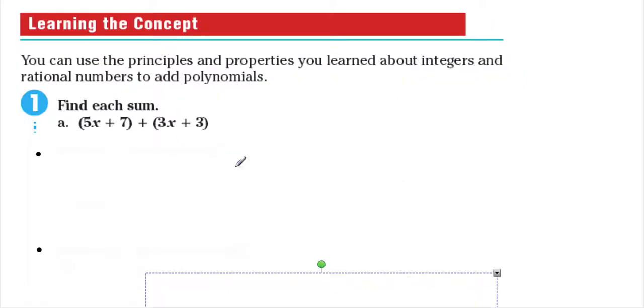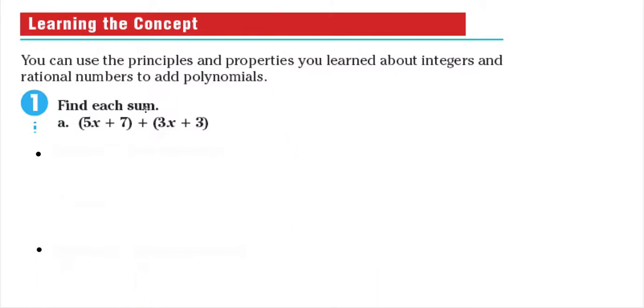Now, it would be very impractical to use algebra tiles every single time we add polynomials. So what can we do? We can use the principles and properties that we learned in the past about integers and rational numbers to add polynomials. Now how do we do this?